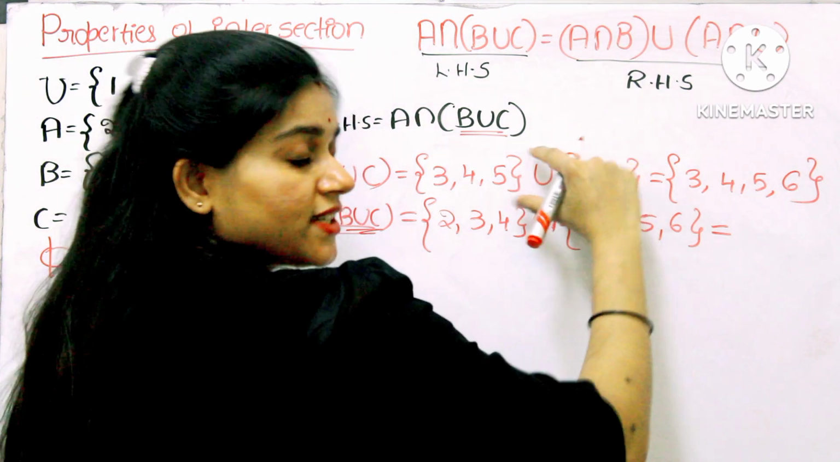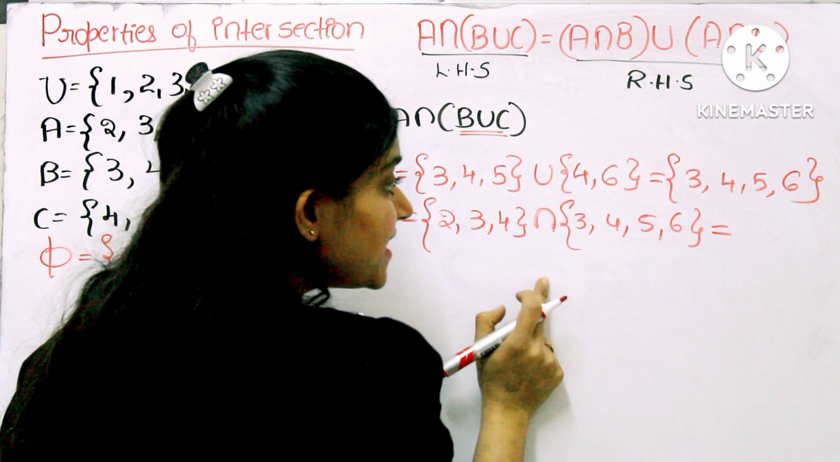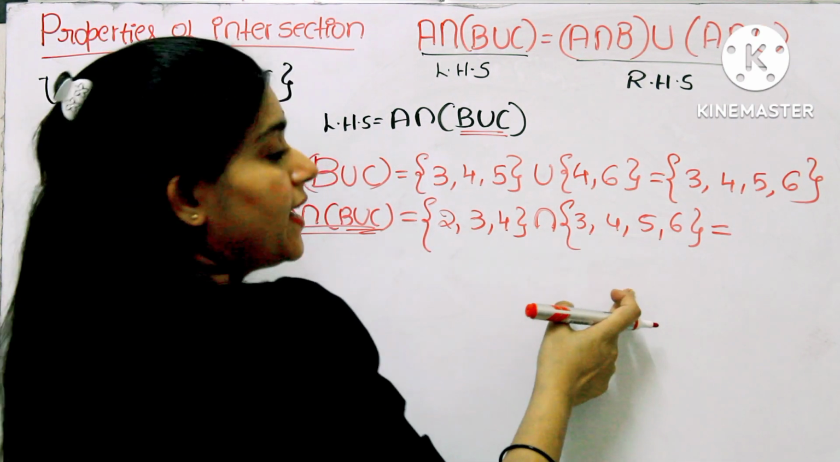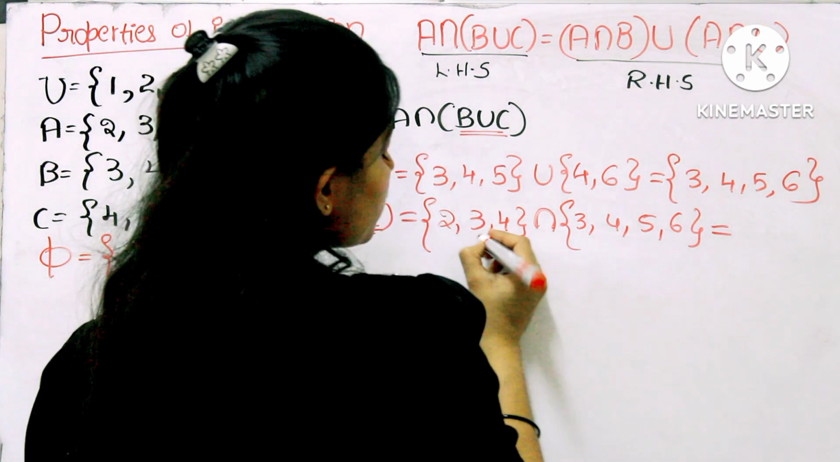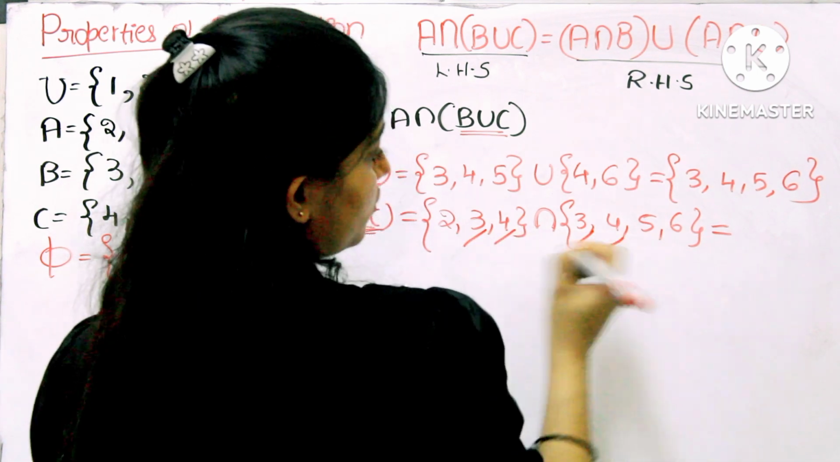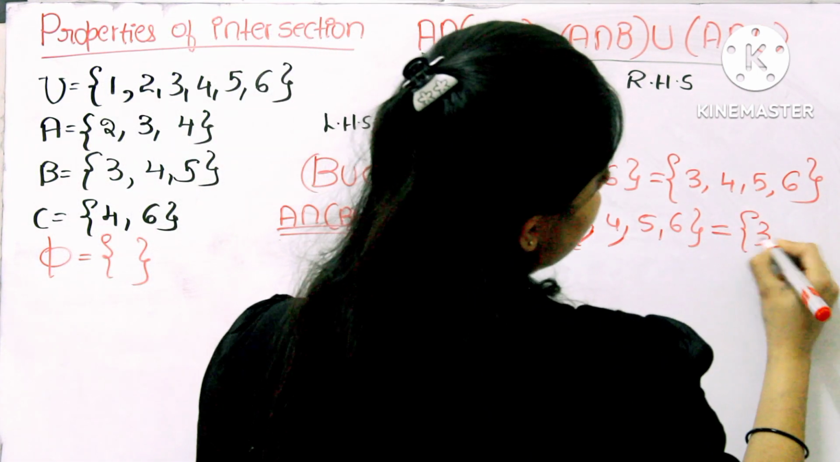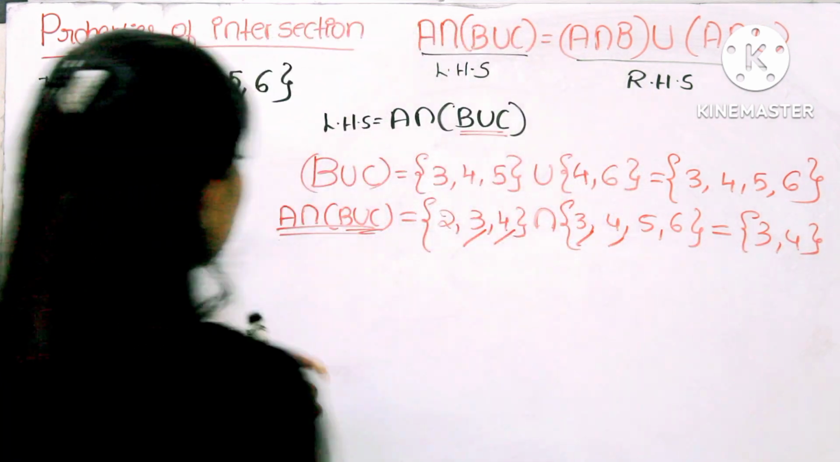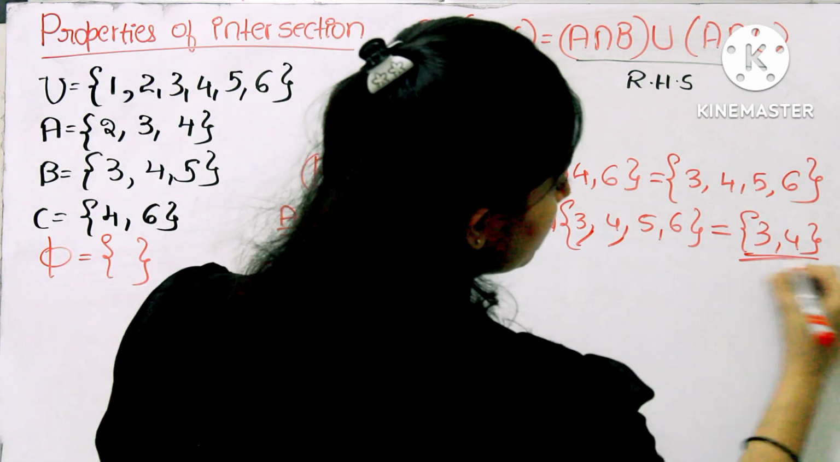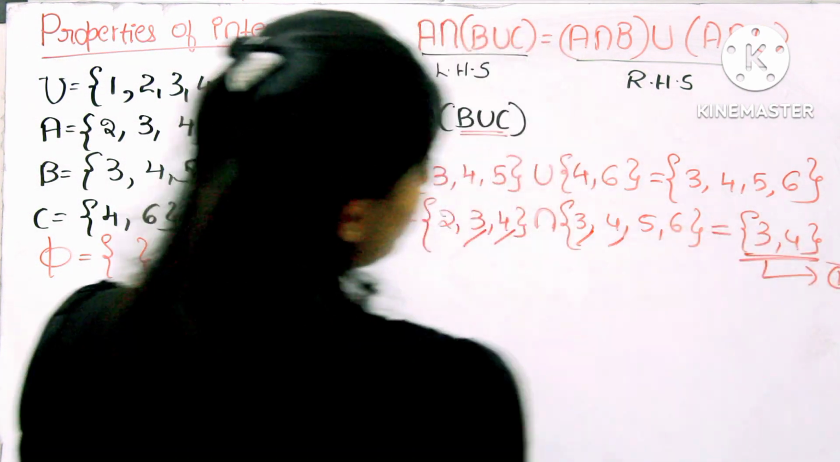Whether it is intersection or union. Now this is intersection. So here you have to find the common elements in both A and B. What is the common element? 3 is there in both, 4 is also there in both. So 3 and 4 is the answer. This is our LHS. Take this as equation 1.